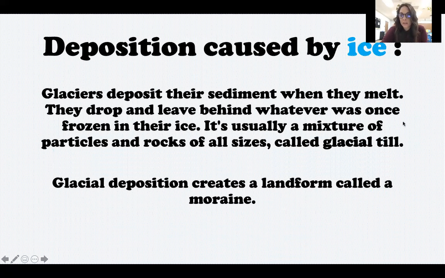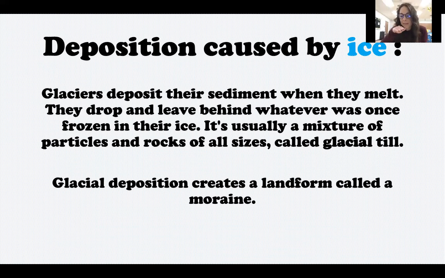So, deposition caused by ice. Glaciers deposit their sediment when they melt. They drop and leave behind whatever was once frozen in their ice. It's usually a mixture of particles and rocks of all sizes called glacial till. Glacial deposition creates a landform called a moraine.